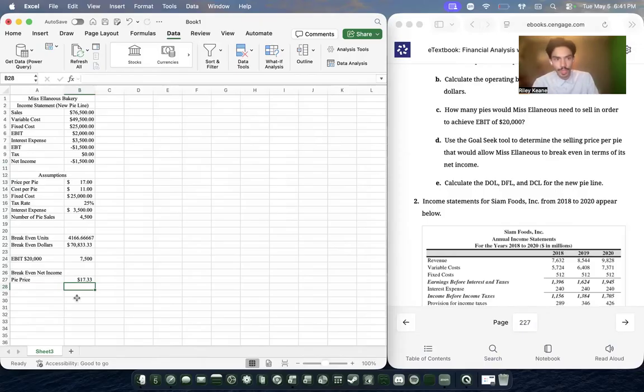For example, if we wanted to change our cost per pie, if that was something that we would be able to do, we could have it set to look for how we would get our net income to zero by changing the cost per pie. Sorry. So on to the last part. We're going to be calculating the degree of operational leverage, degree of financial leverage, and degree of combined leverage for the new pie line.